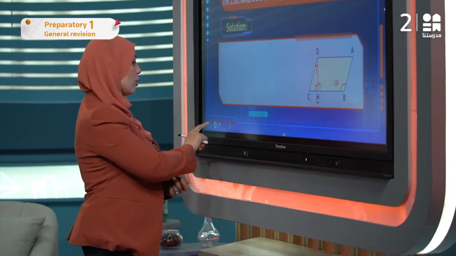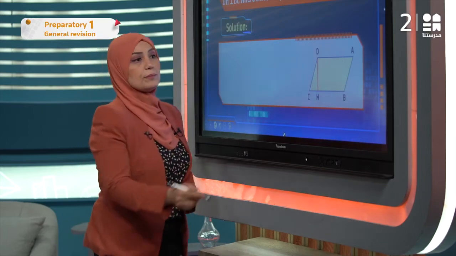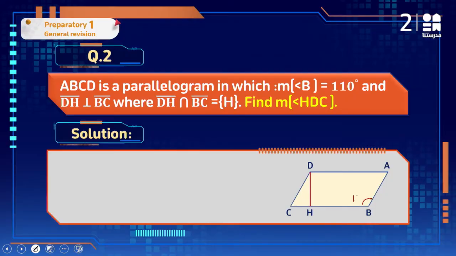As we know from the properties of a parallelogram, the two opposite angles are congruent, or equal in measure. So this one also is 110. Then the consecutive angles are supplementary, which is 180. If this one is 110, so this one is 70. And this one too is 70. And as we know from the perpendicular, this one is 90.